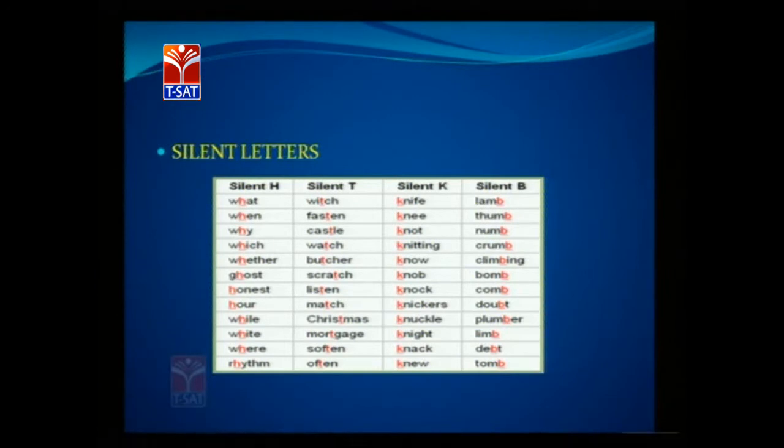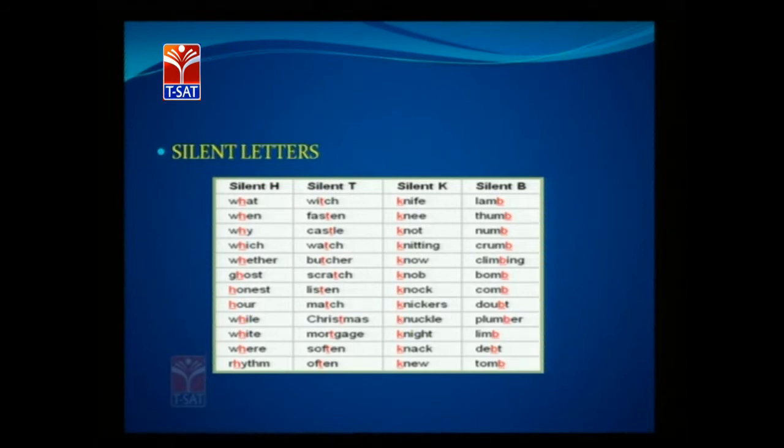See, next area. Silent letters, a very big problem for the learners. We say "what", but we write W-H-A-T and we don't pronounce the H. The child will face a lot of difficulties in writing and pronouncing these words. Almost all A to Z words have these silent letters. There is a big list of words in that.